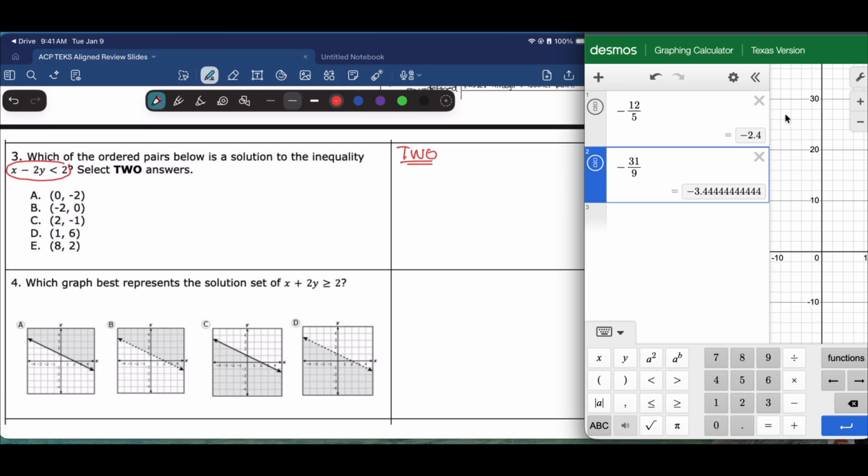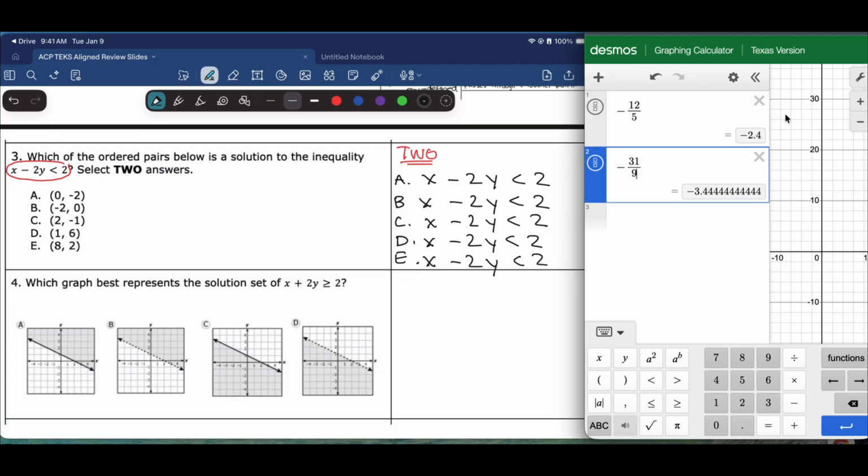So what I'm going to do is write this over here. I like to do this with a whiteboard, but I understand if you don't. So for A, I'm just going to write x minus 2y greater than 2. Then B, x minus 2y less than 2. C, D, E, I'm just going to write the same thing: x minus 2y less than 2.